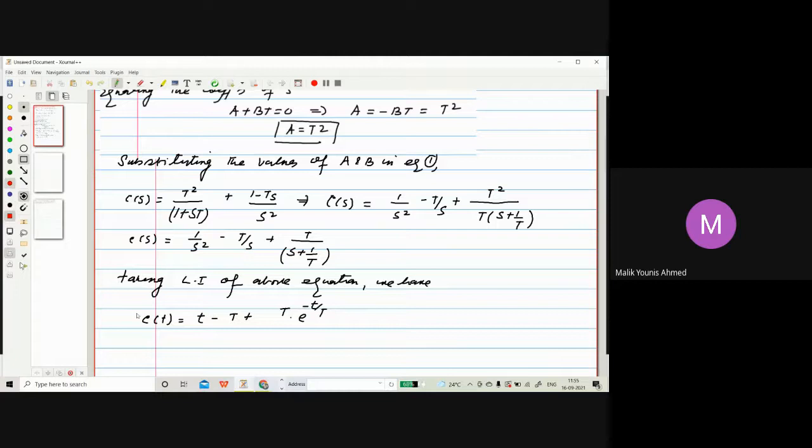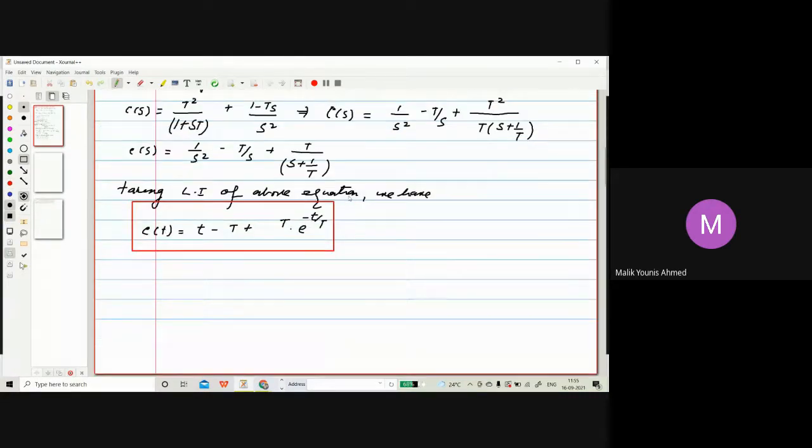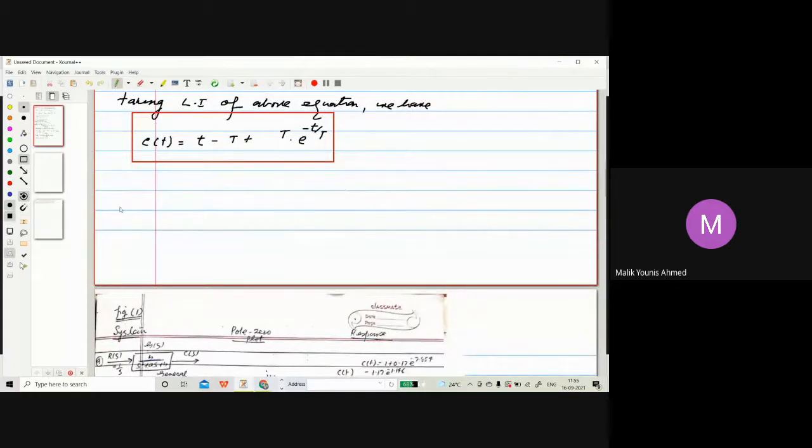Let me put it in red. Very important result. Now if I have to find the error, it is always input minus output in time domain. I will find the error. The error signal, we know, E of T, and we have done it in the first chapter also, is always input minus output. That is R of T minus output, which is now in time domain C of T.